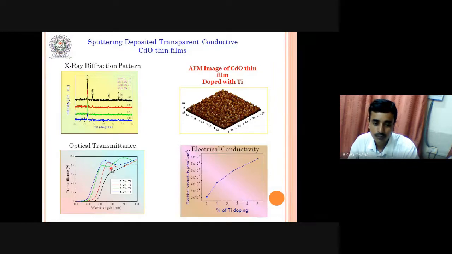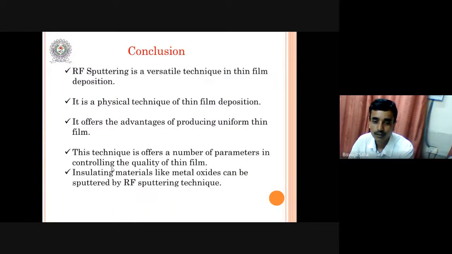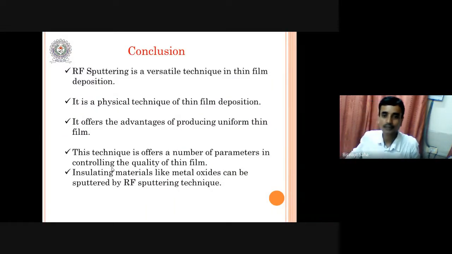So this is the transmission spectra of the transparent thin film produced from cadmium oxide by radio frequency magnetron sputtering. So let us move to the conclusion. Time is also over. We have already discussed all the things about vacuum technology and plasma. Now we shall conclude with RF sputtering as a versatile technique of thin film deposition.